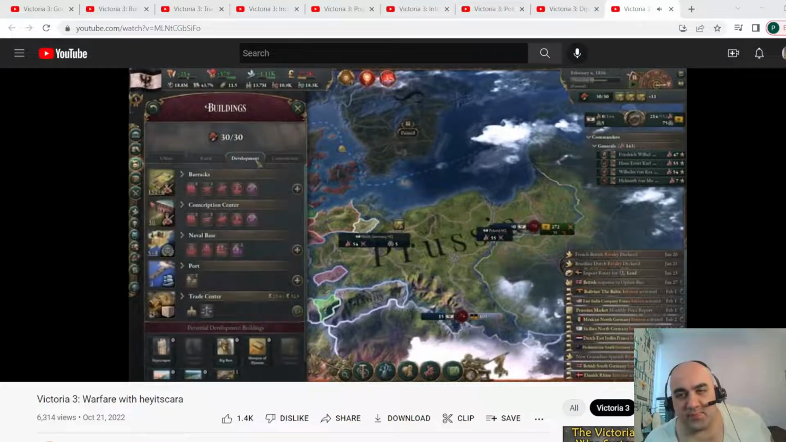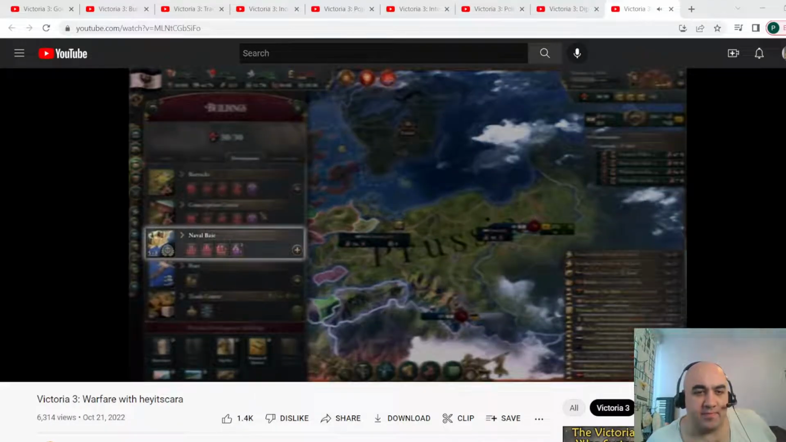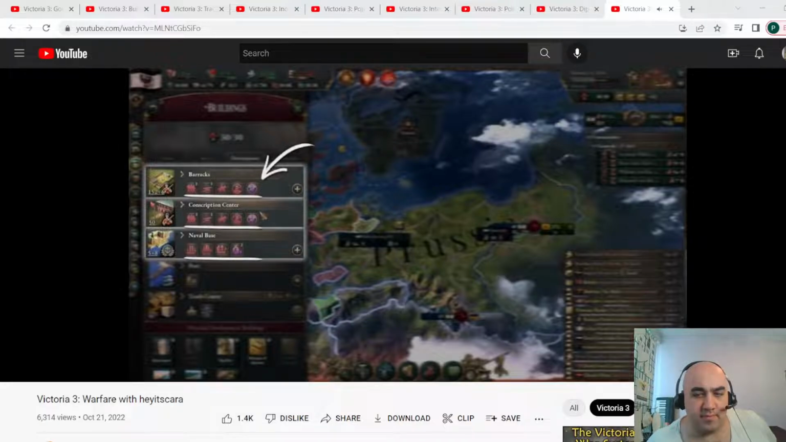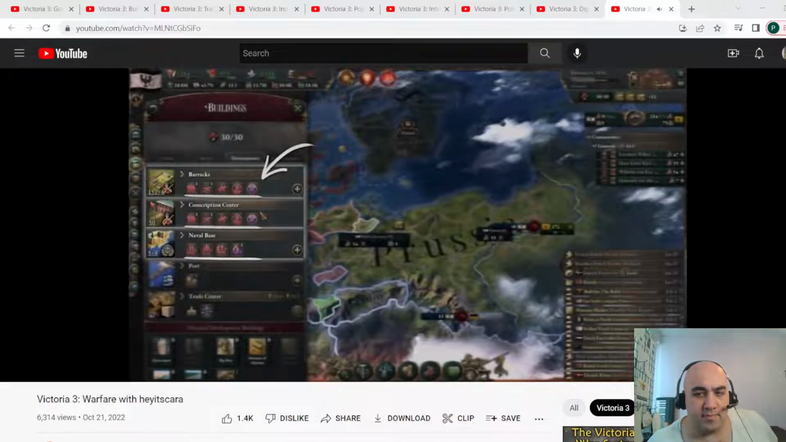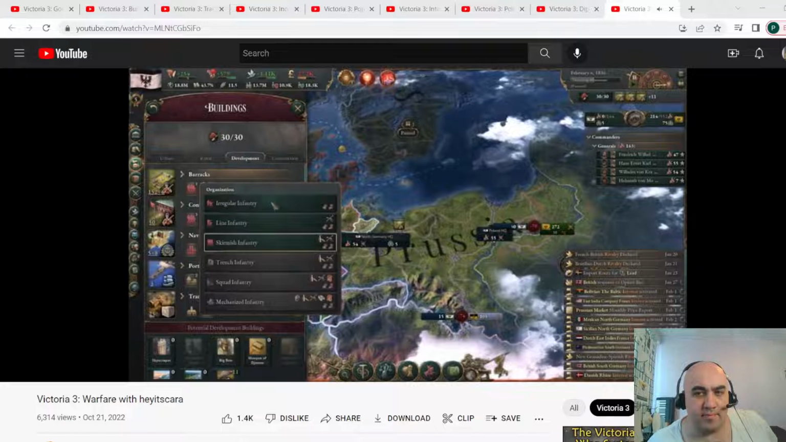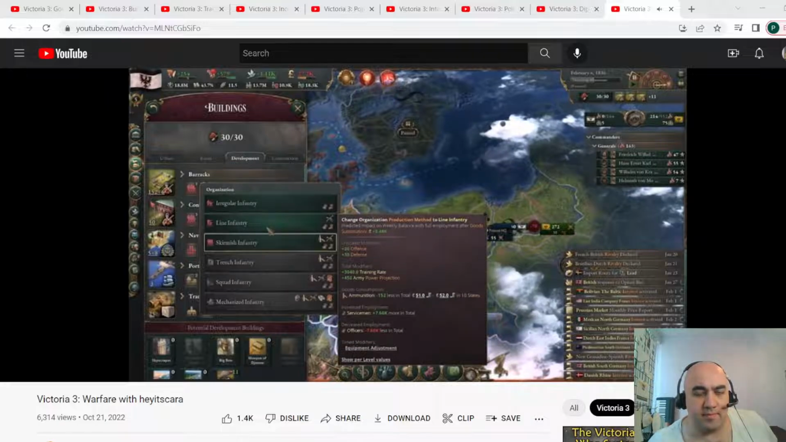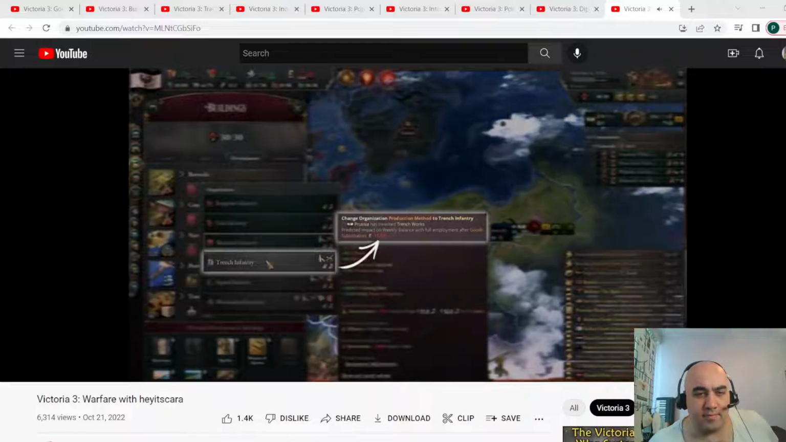Like all other buildings in Victoria 3, naval bases, barracks, and conscription centers have production methods that you can change throughout the game. With new technologies, you can push the new production methods into your military buildings to upgrade their stats. These new production methods will be more expensive than the last, however, so be sure your economy can afford them.